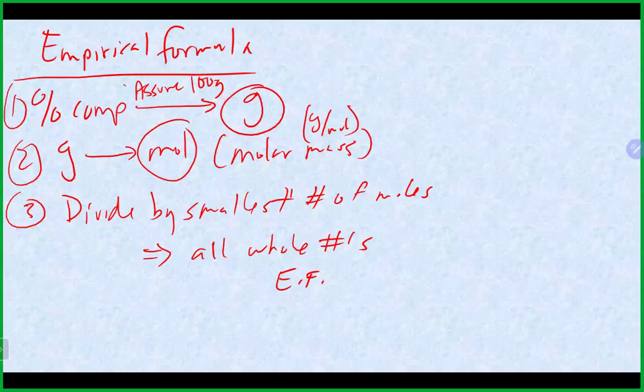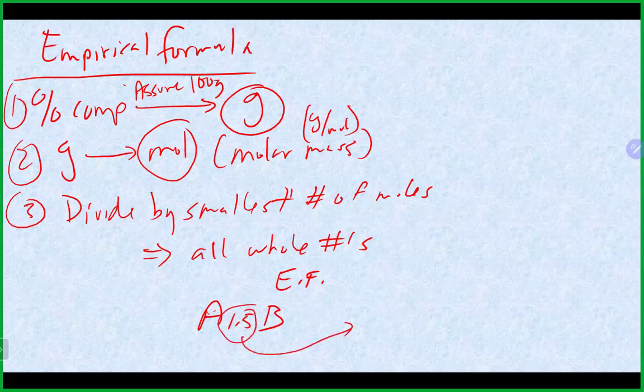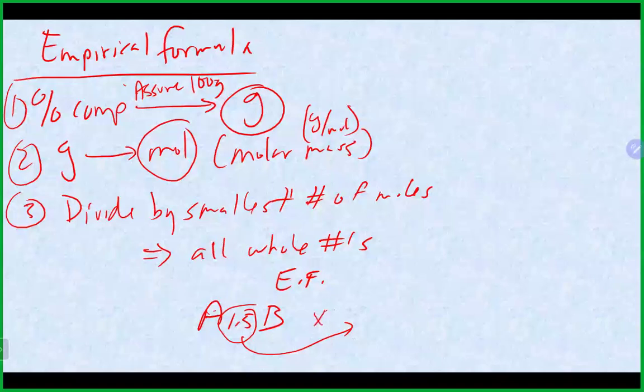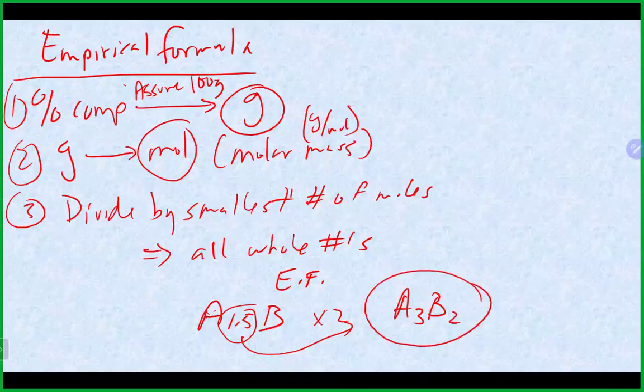Remember that we try not to round too much on these unless it's really, really close to kind of the whole number, like 1.98, 2.03, something like that. If we do not hit all whole numbers, so for example, like we got something like this, we do need to figure out a factor to multiply that number by, again, to get it to a whole number. In this case, we would multiply it by 2. And that would give us A3B2 in this case. And that would be our proper empirical formula.